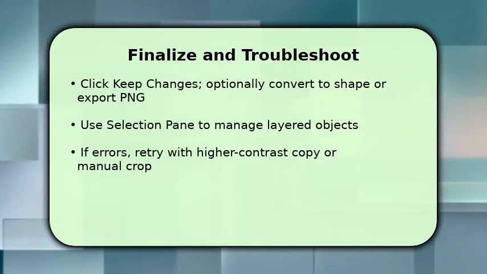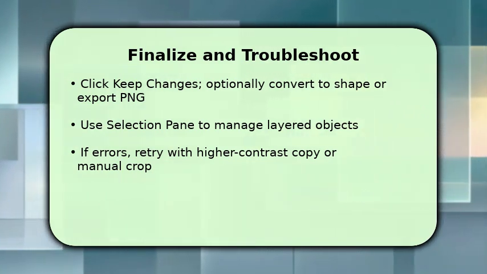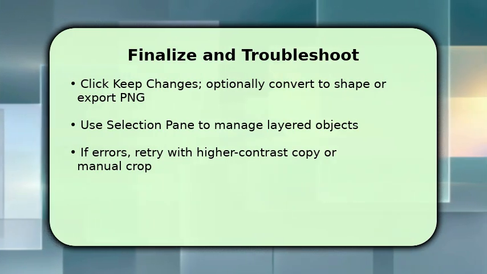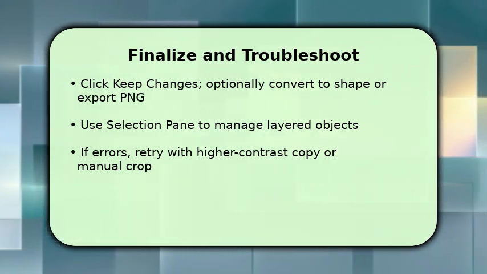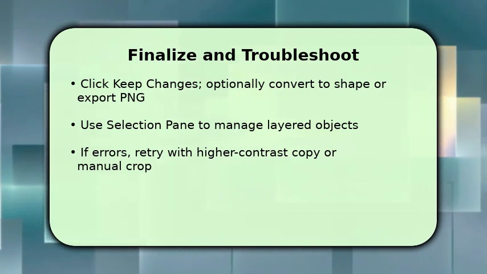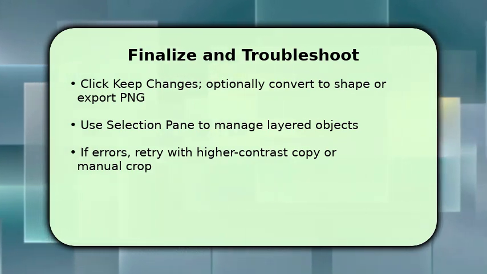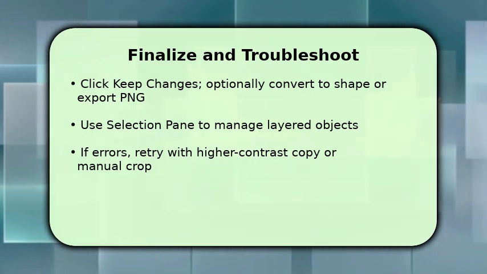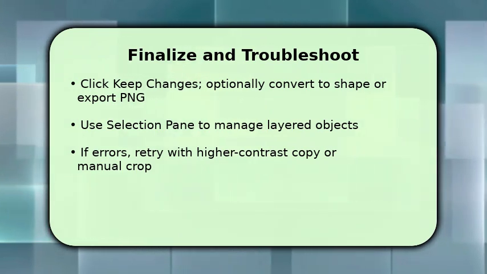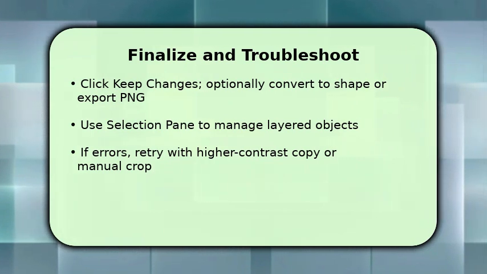If something goes wrong, use the selection pane to isolate layers, undo, and reopen Remove Background. A common recovery is to reinsert a higher contrast version or crop tightly before repeating. This improves auto detection. Remember to save a copy before heavy edits so you can revert if needed.